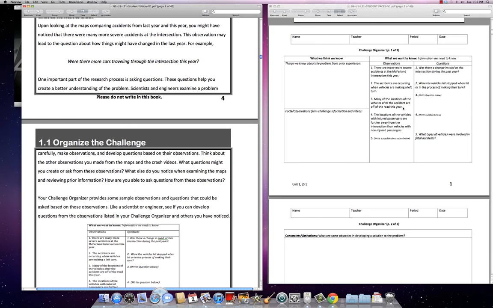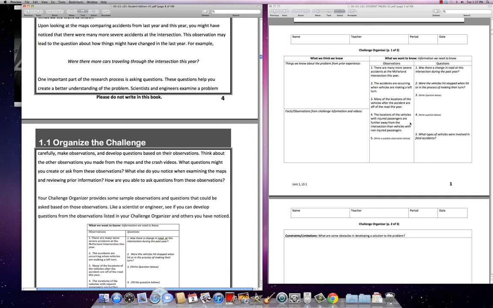The third observation: many of the locations of the vehicles after the accidents are off of the road this year. Again, there might be possible clarifying questions. How far were they off the road? Where did they go off the road? Did they go off the road immediately or further down? What type of car hit them when they went off of the road? Were there severe injuries when they went off of the road? So these might be all sorts of questions, whether inquiry or clarifying, that could be answered here.